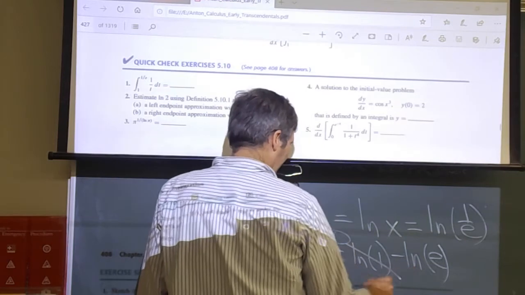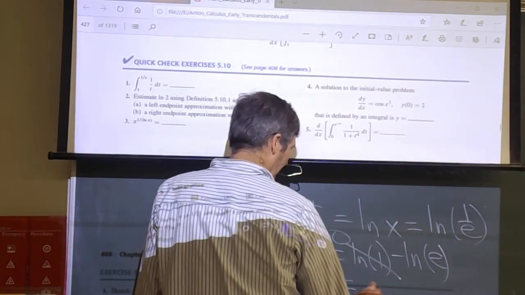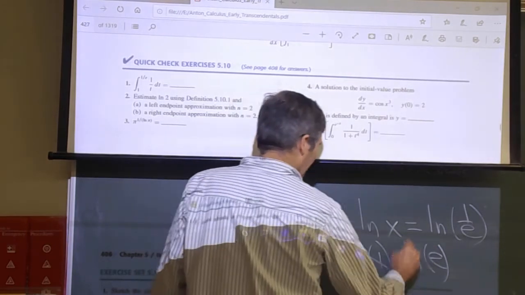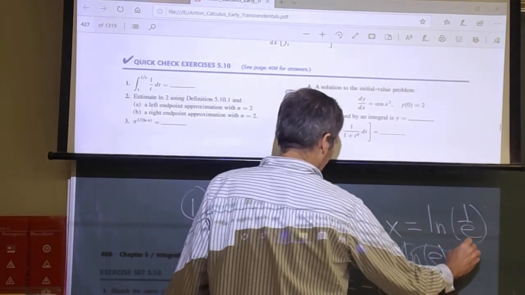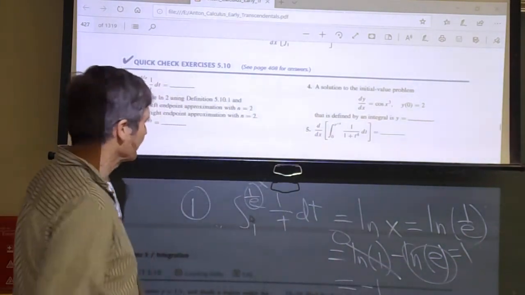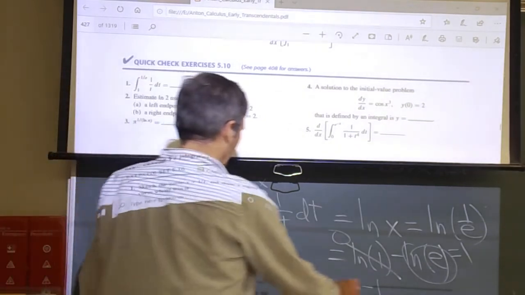And now ln of e is a similar proof. It comes out to be 1. So this is minus 1. So just as in algebra, this comes out to be 1. All right, so there's the first one. The answer is minus 1.